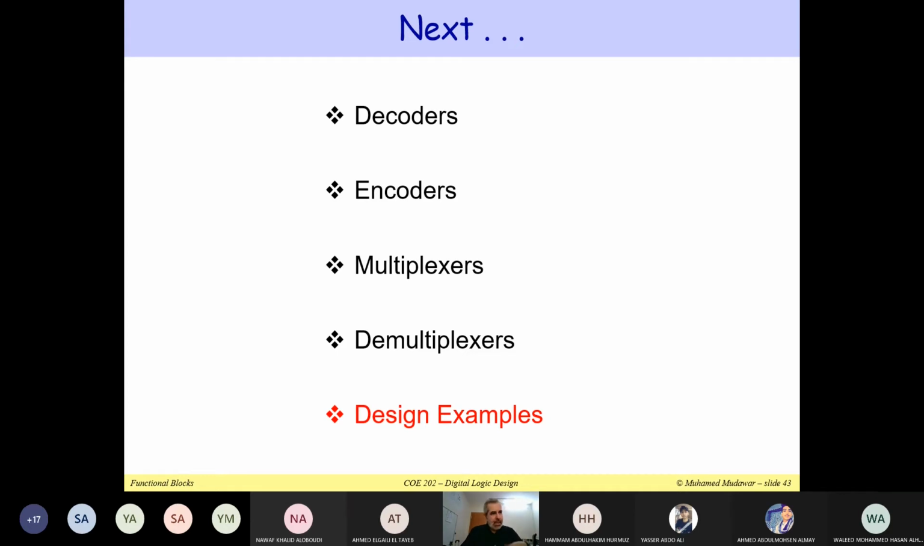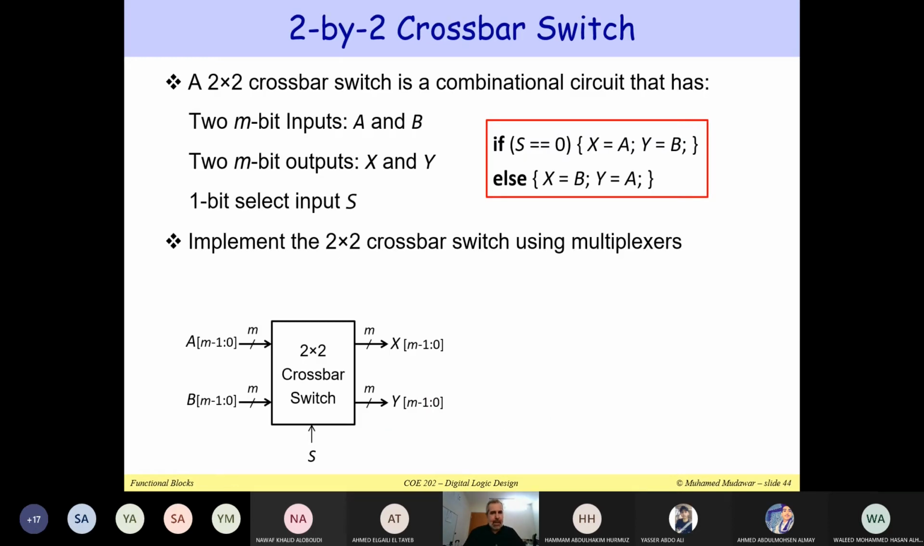We can also use arithmetic blocks like adders and comparators in our design. We have already studied these under arithmetic circuits. So let us take a look at some of these design examples. Let us design a 2x2 crossbar switch.